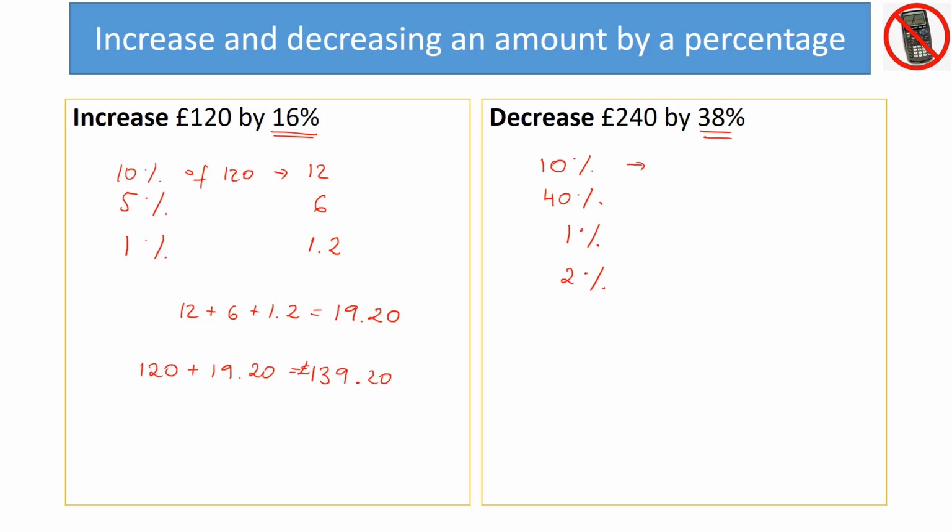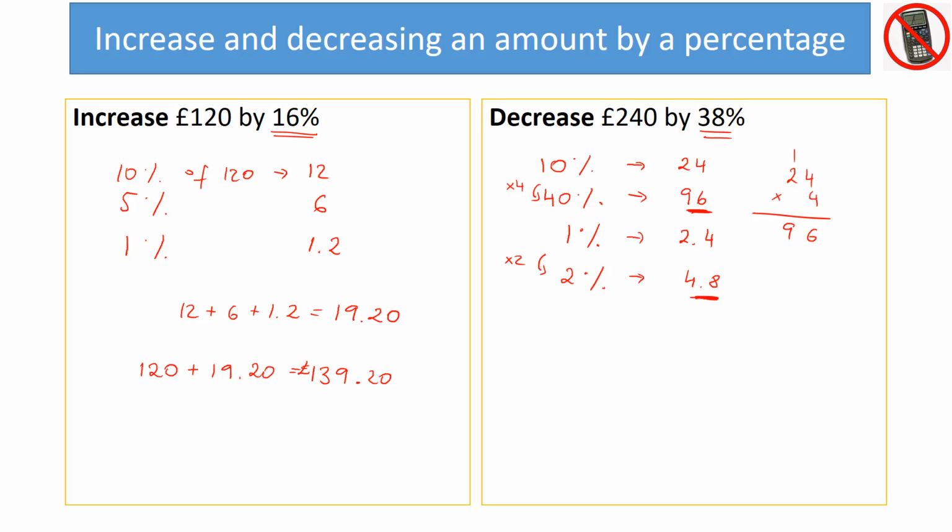To work out 10%, we need to divide by 10, so that's going to be 24. Now I need to times it by 4. So 24 times 4: 2 times 4 is 8 plus 1, 9, so that is 96. To find 1%, we divide by 100. So that is 2.4. Now to work out 2%, we just double that. So that is 4.8.